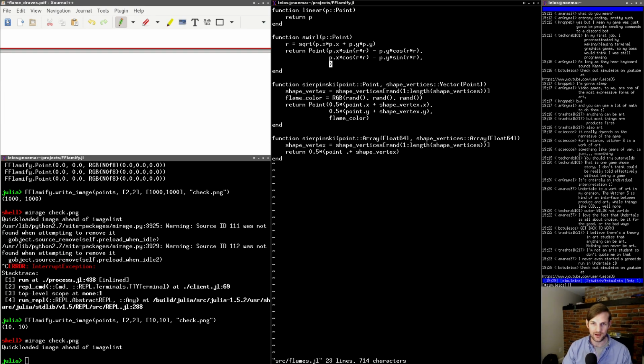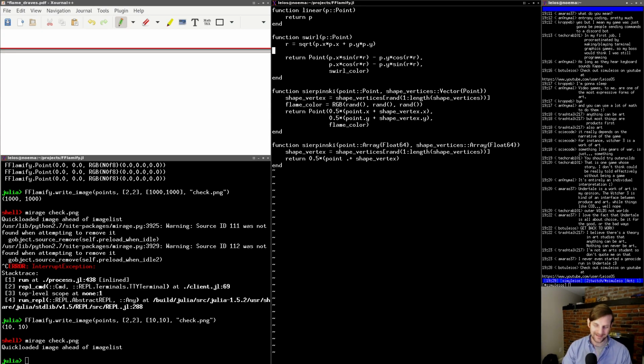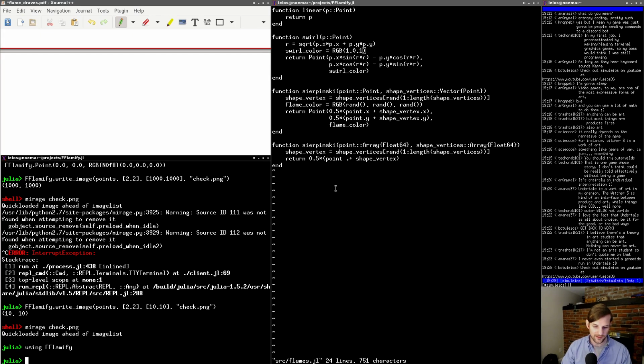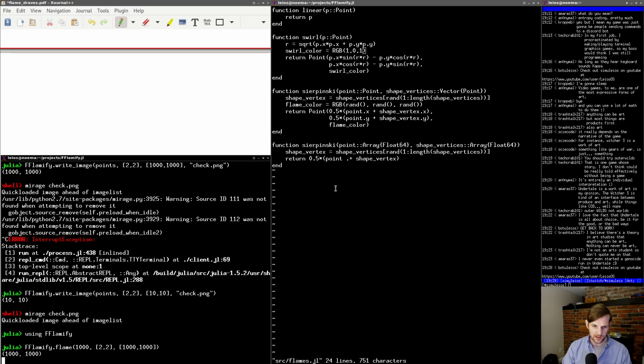So we're going to say swirl color. All right, and in here, we're going to define swirl color to be equal to RGB of red 101. Okay, so it's going to be pink. Sure. Okay, let's go over here and we're going to run, I think I'm going to run the last using Flamify, and then I'm going to run flamify.flame, and now we're going to read in an image resolution of 1000, 1000, and that should output something.